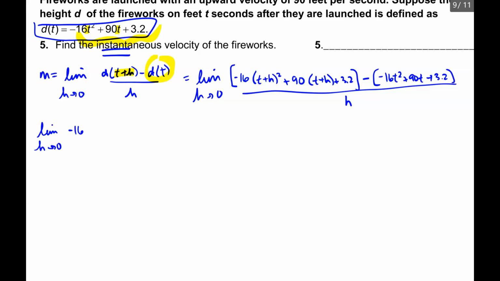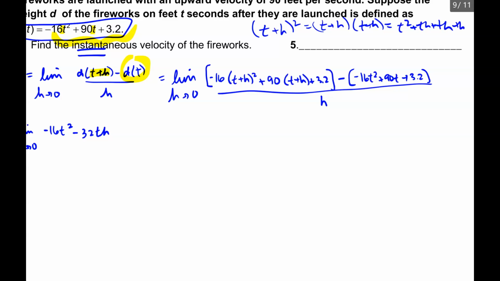So, negative 16 t squared minus 32 t times h. Because if you take t plus h and square it, it's t plus h times t plus h, so you get t squared plus th plus th plus h squared. So when I multiply t squared by negative 16, you get negative 16 t squared, and then this is 2 th times negative 16, which is negative 32 th. Just make sure we are groovy with where all this is coming from.